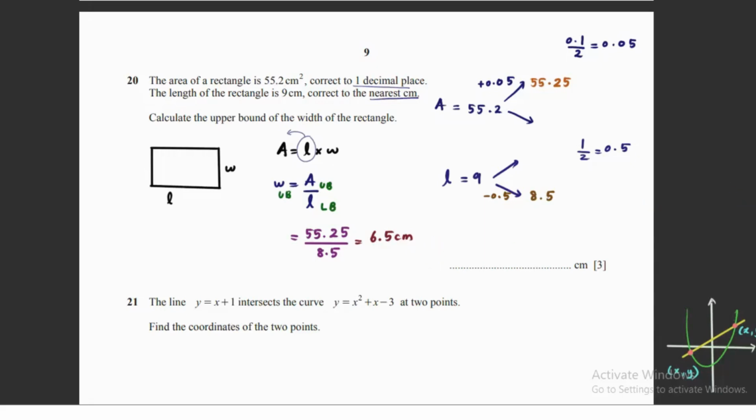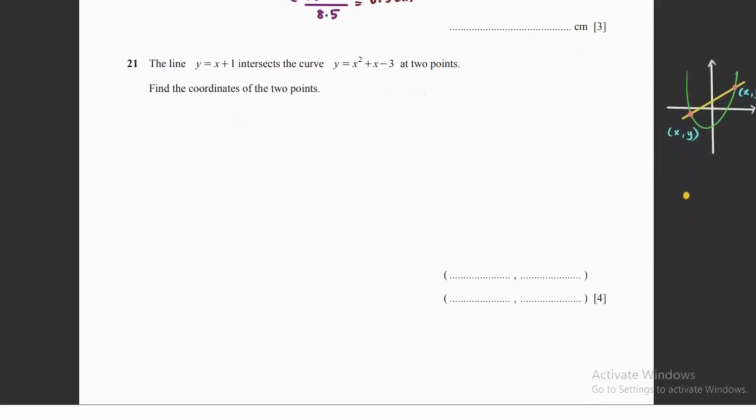Let's move on to question 21. In question 21, we have two equations given. This equation, which is y is equal to x plus 1, is an equation of a straight line. y is equal to x squared plus x minus 3 is an equation for a quadratic graph.